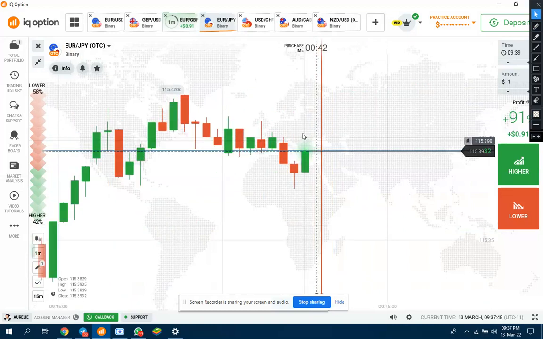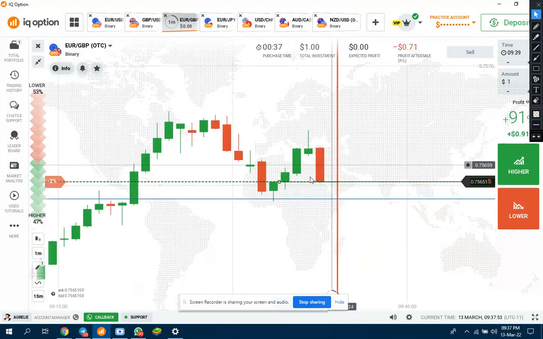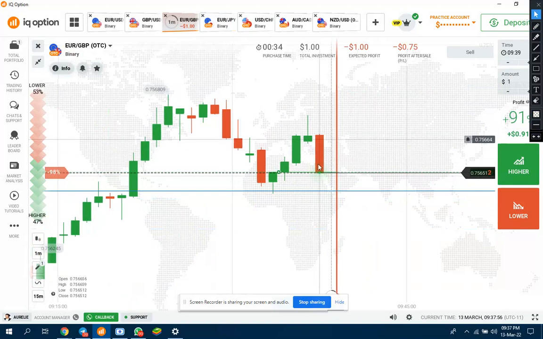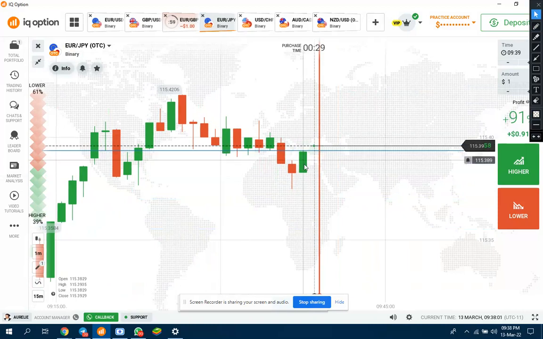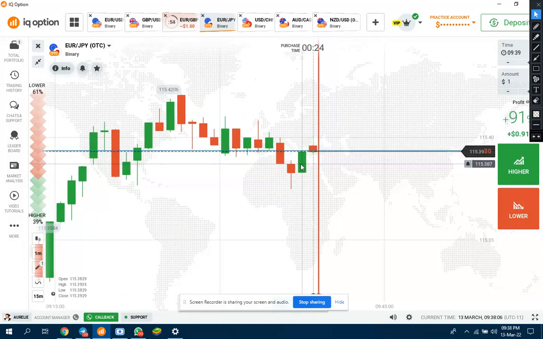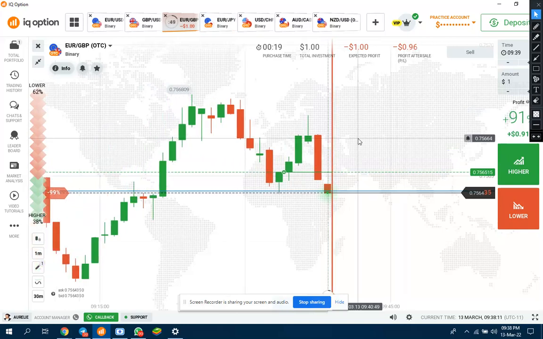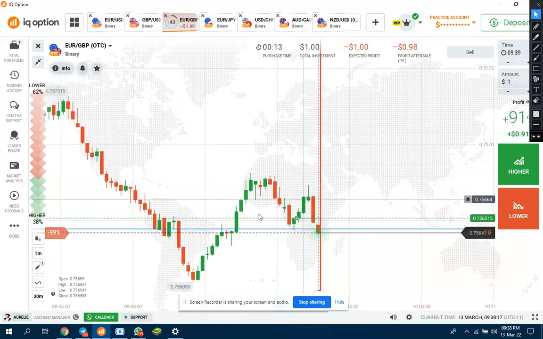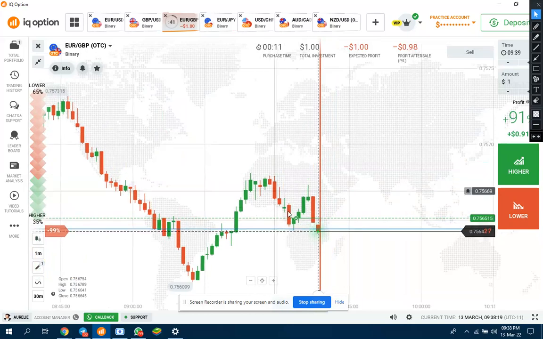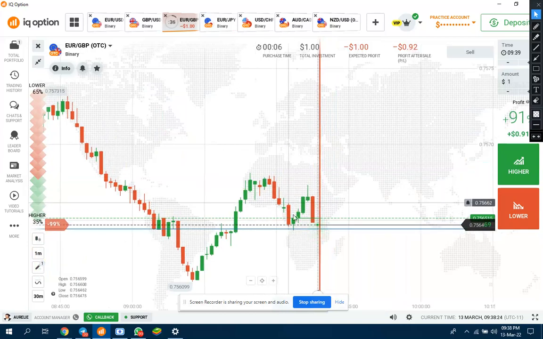So let's see how the buyers will break or come up again. Okay, I think the buyers now are coming up. You can see strong sellers' entry. This is what I was talking about. The market always looks for the next resistance level to reverse. This is the next one, or here, or here.